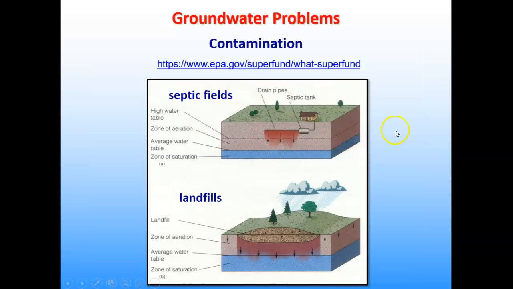Septic tanks are places where we can have leaks. Landfills that aren't properly designed can also leak. So contamination, like I said, can come from a variety of sources. The issue is that it gets to the water table and then it starts to move.